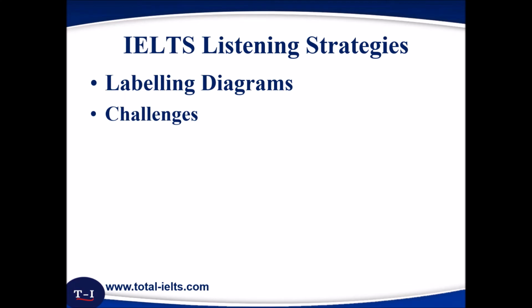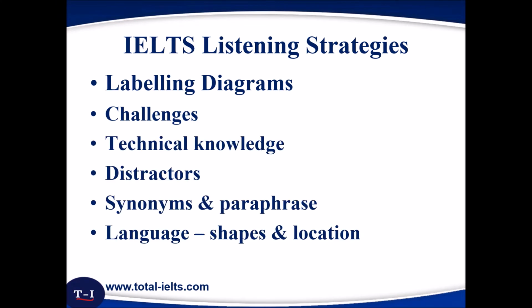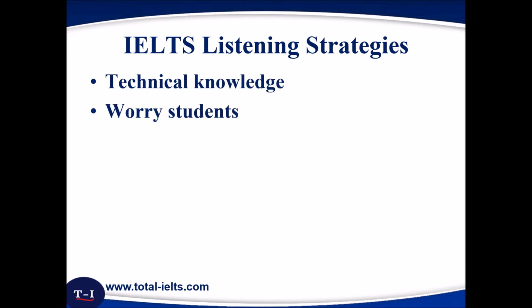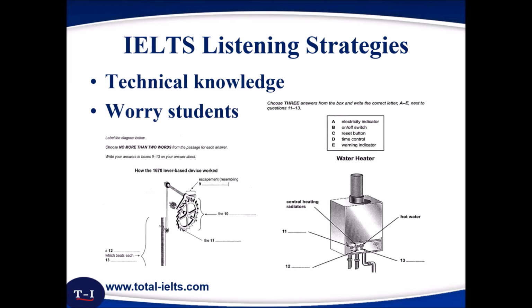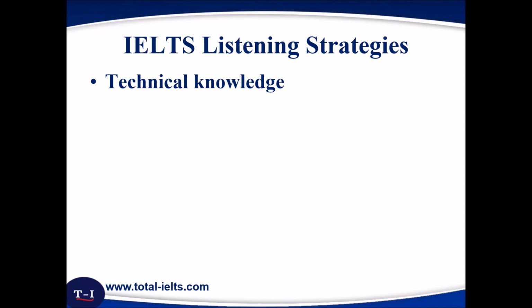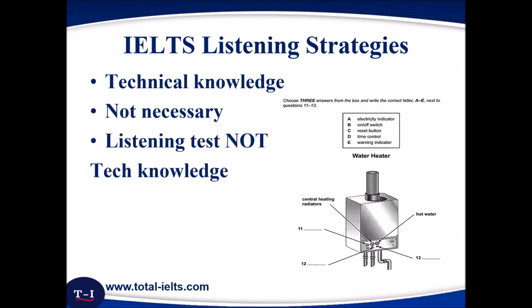Let's look at some of the challenges with labeling diagrams. These can include so-called technical knowledge, the use of distractors, synonyms and paraphrase, and specialized language used to describe shapes and location. As for technical knowledge, this can be a real worry for some students. When they see diagrams like this, they think, OMG, I don't know anything about a water heater, or even a lever-based device from 1670. However, technical knowledge really isn't necessary.